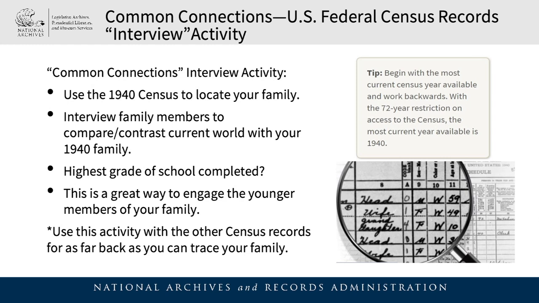Okay, so let's think about common connections in your family, your current family, and the family you found on a U.S. federal census record. As you know, the National Archives maintains census records from 1790 on up to 1940. And census data is all about questions and answers because someone in your family was interviewed by a census enumerator. So we suggest you start by a very simple interview activity with your family. Ask your family members what they think about a line of information. How does it compare to your current family? For example, did your family own a radio according to the 1930 census? How many radios, TVs, etc. do they currently have in the house?